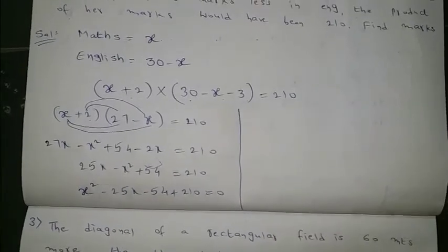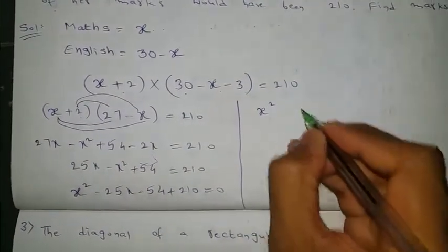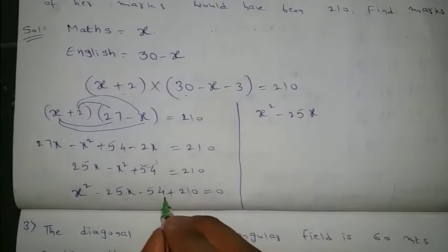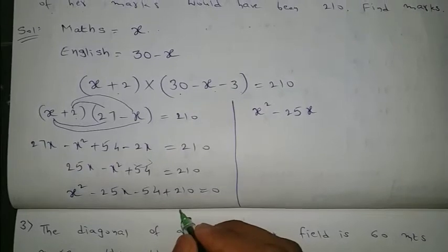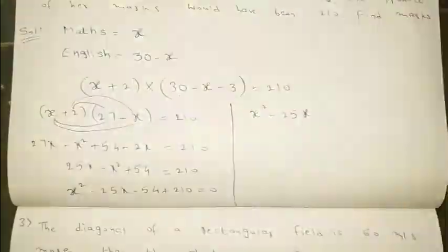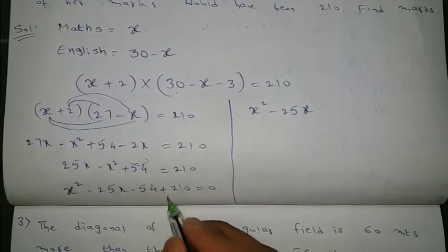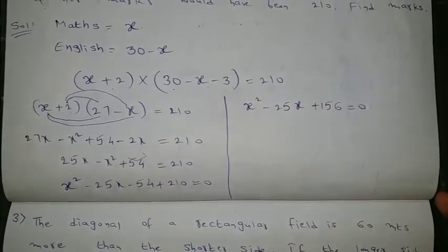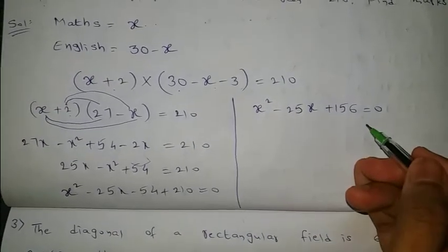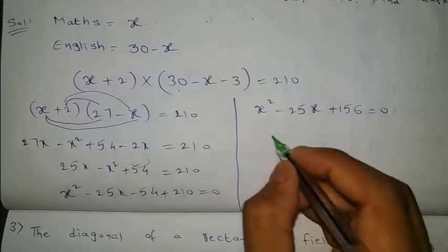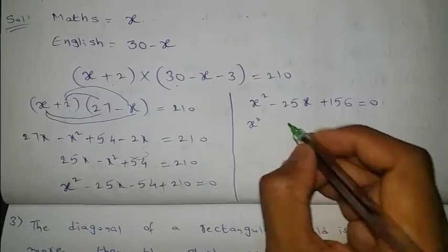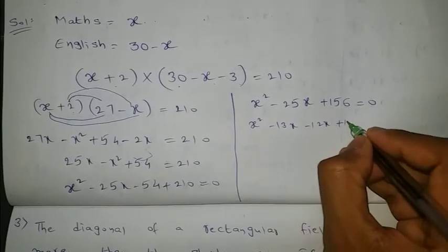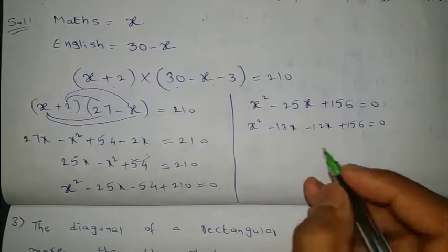Okay, next, x square as it is, minus 25x as it is, minus 54 plus 210. Okay, minus 54 plus 210, that is nothing but 156 is equals to 0. So again here also same, we need to split the middle term into two terms. x square, here minus 25 can be written as minus 13x minus 12x plus 156 is equals to 0.